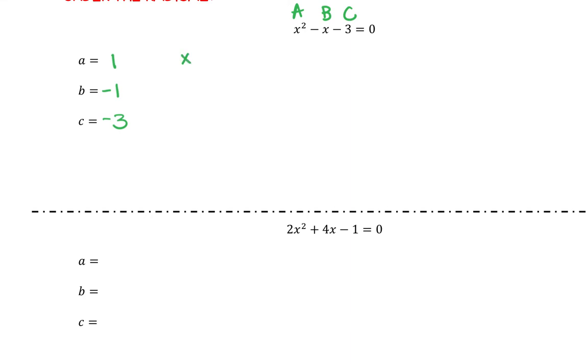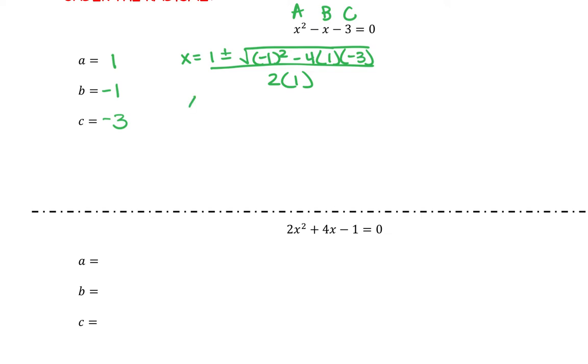So x equals negative b. So a negative 1 is a positive 1 plus or minus the square root of b squared. So negative 1 squared minus 4. My a is 1. My c is negative 3. All over 2. And my a is 1 again.